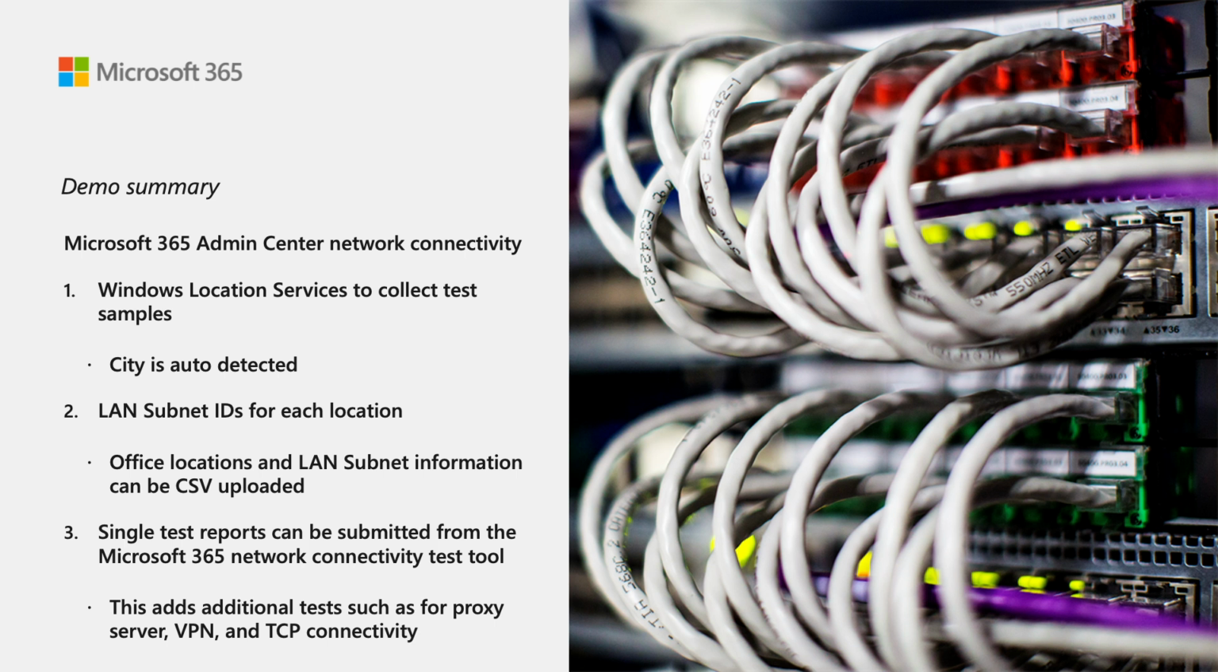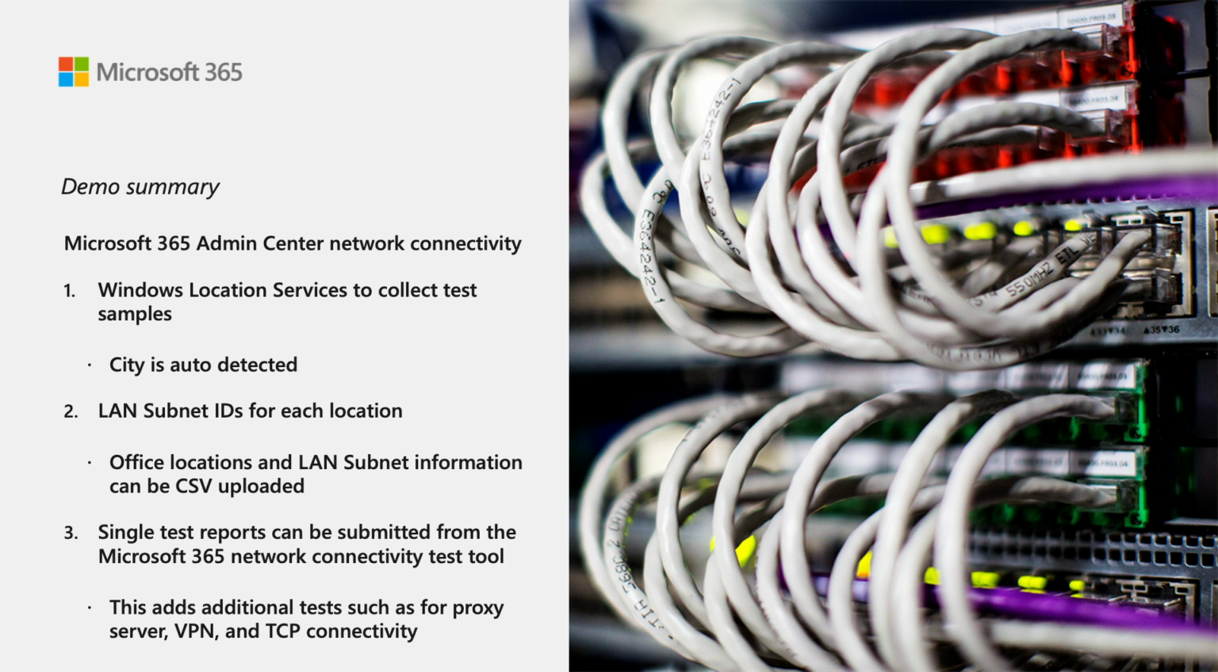Okay, so what did we look at here? We took a look at the Microsoft 365 Admin Center network connectivity page, and we looked at three different ways that you can get test reports for network connectivity, network assessment, and network insights testing to appear in this page. The first one was with Windows Location Services, where the cities are auto-detected where you have users. That's great. The second one was by entering LAN subnet IDs for each of your office locations. This allows multiple office locations within a city, and you can import that data with a CSV import, because you've got to enter it some way. If you don't want to use the user interface, CSV import is a good choice.